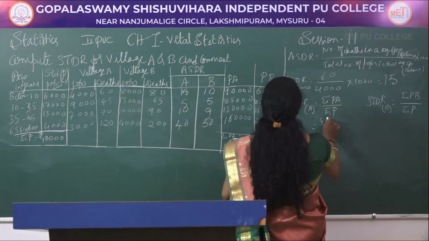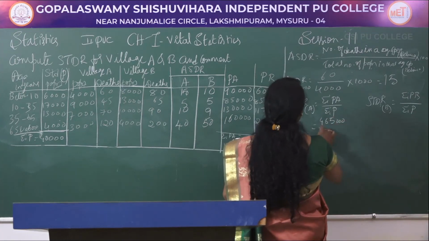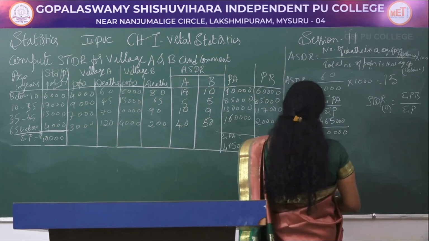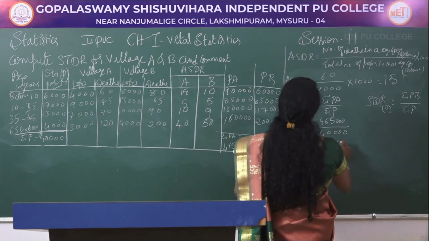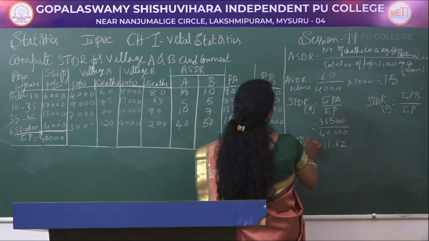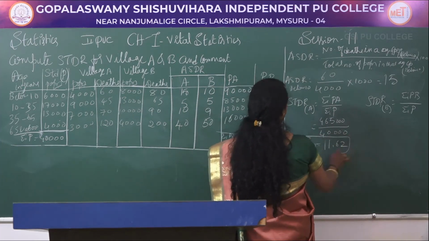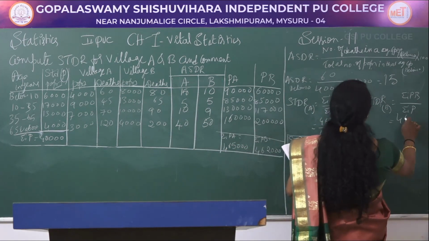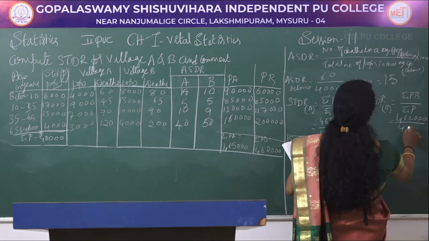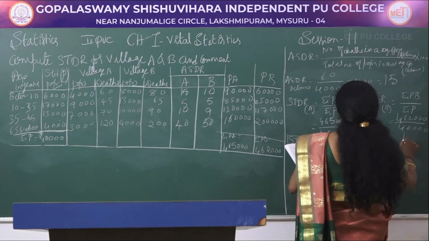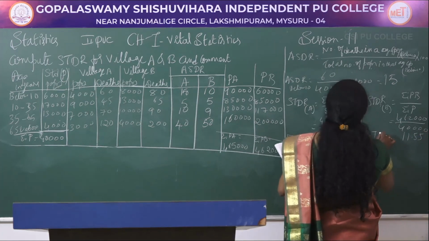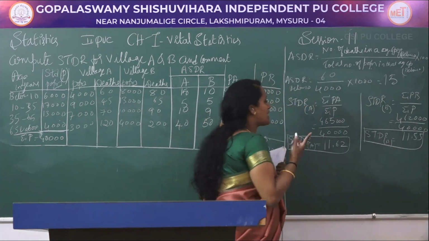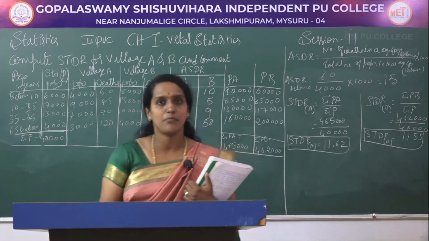Substitute the values. It is 465000 divided by 40,000, and the value is 11.62. That is STDR of village A. Next, 462000 divided by 40,000, and this is 11.55, that is STDR of village B. We just compare these two, 11.62 and 11.55.